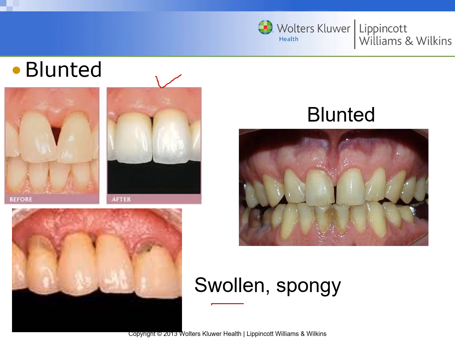So here's blunting. I would say generalized pointed papilla with localized blunting. You can say between 8 and 9, or you could say on the maxillary anteriors.